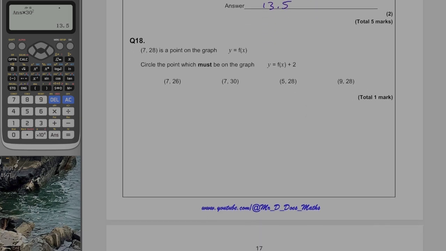Okay, question 18. 7, 27 is a point on the graph y is equal to f of x. Circle the point which must be on the graph of y is equal to f of x plus 2. So this will be a translation in the y-axis of 2. So we're looking for the point 2 bigger than our y value. So that would be 7, 30.